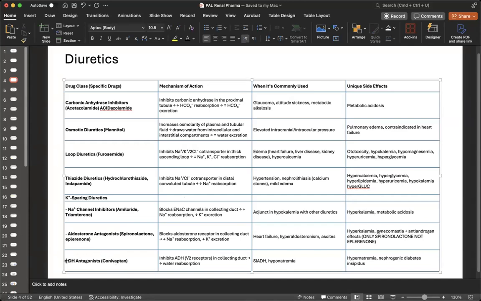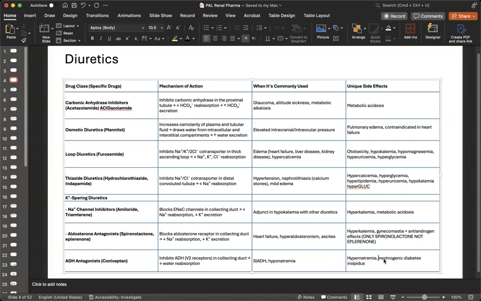It's going to basically block antidiuretic hormone, so you're not going to be sucking in water. The water is just going to flow into your urine. It decreases water reabsorption. It's used in syndrome of inappropriate antidiuretic hormone. Why? Because you're going to have a lot of ADH, so what do you do? You block the ADH. That's why it can lead to nephrogenic diabetes insipidus.